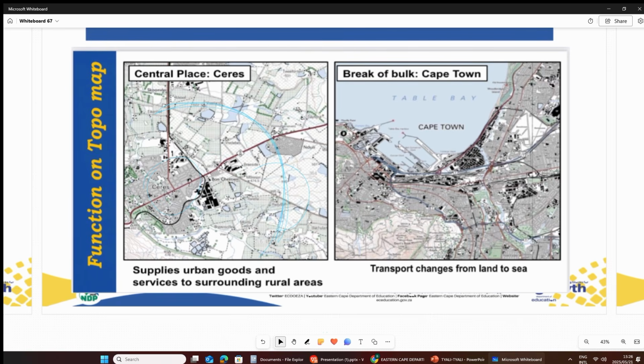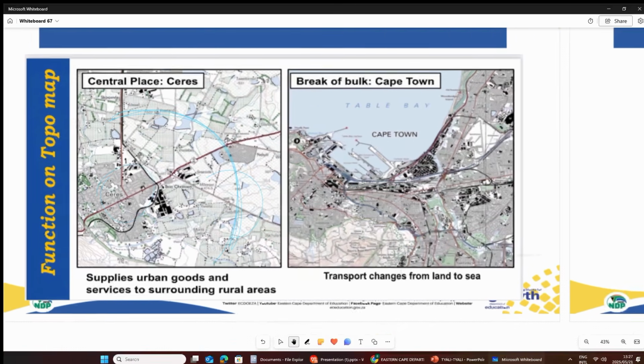So can you see that if you do not know your content of settlement geography, you won't be able to interpret the map. That is why it is important for you learners to understand the content and at the same time to understand the symbols of the map as well as how to integrate the settlement geography content to the map work content. So the June examination will be written on the 20th of June 2025.